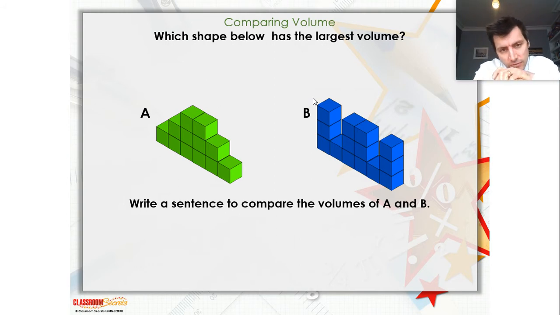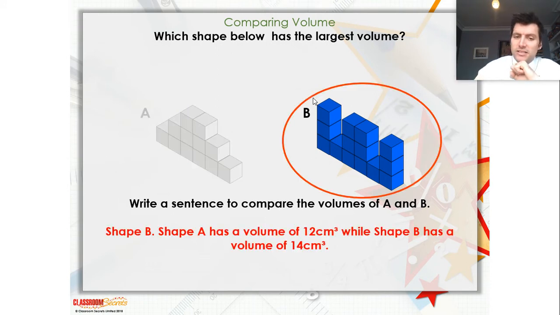On the green one, I count 6 on the bottom, 4 on the middle row, and 2 on the top. So 6 add 4 is 10, add the 2 is 12, okay? Looking then at the blue one, do the same, count for each row. So it's 6, it's 4, it's 4.